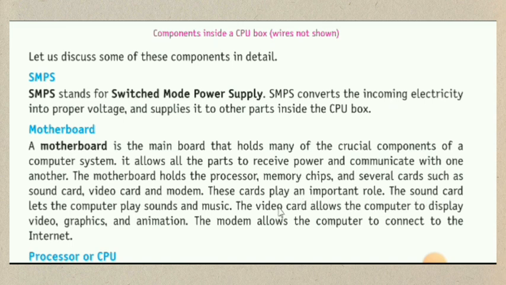The sound card lets the computer play sounds and music. The video card allows the computer to display video, graphics, and animation. The modem allows the computer to connect to the internet.